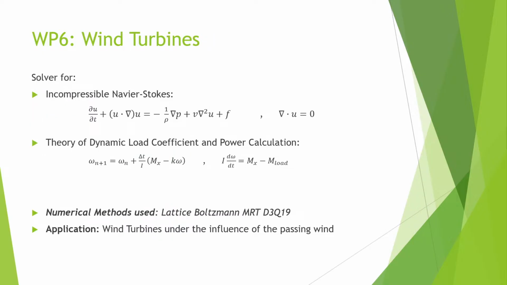Moving into another module, the wind turbines, we developed a solver which holds the incompressible Navier-Stokes, and on top of it, the theory of dynamic load coefficient and power calculation for the blade. Here, we develop a model that, given a certain airfoil, you can design the nacelle, the pole, and the three blades, custom made. Then you can develop your wind turbine in Open Cascade, export it in STL, and automatically load it into our software. All the user has to do is to define whether they are rotatable or stationary.